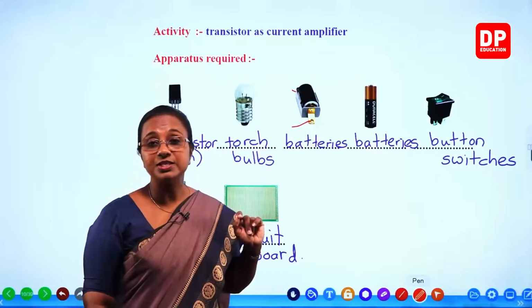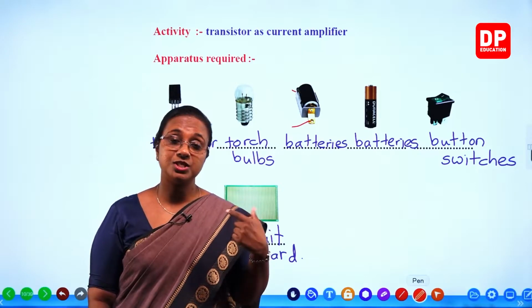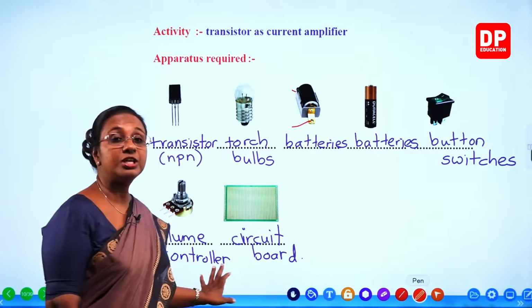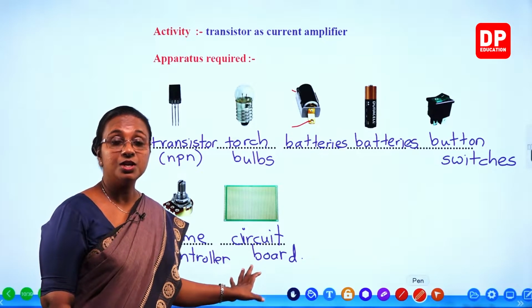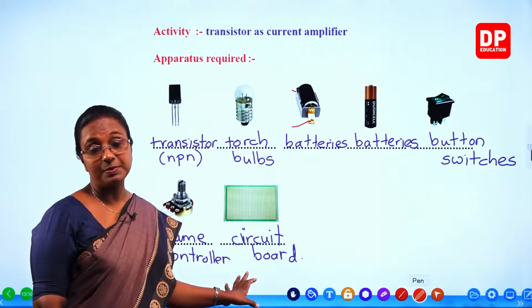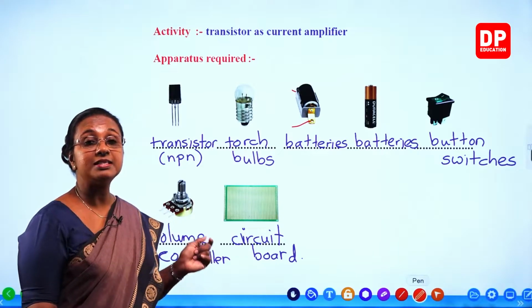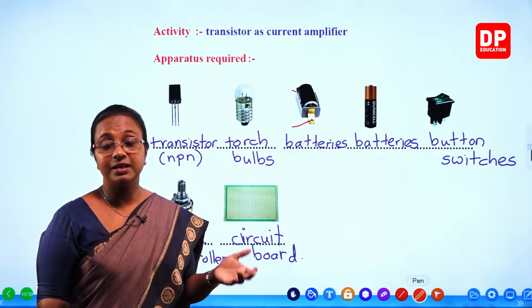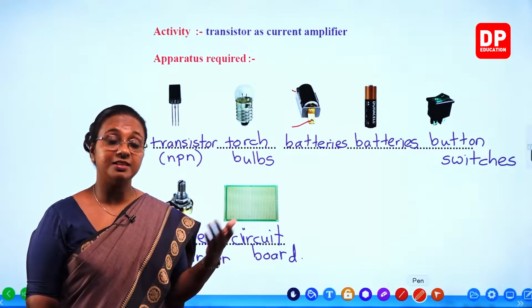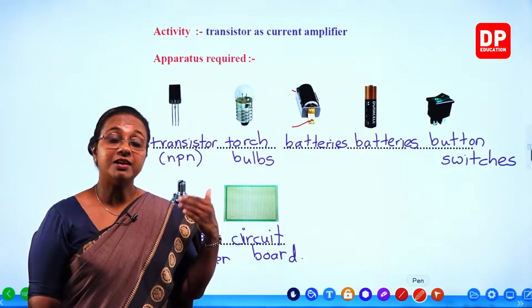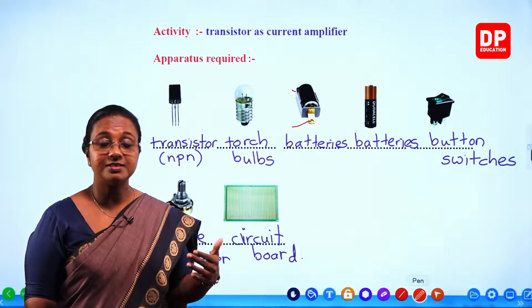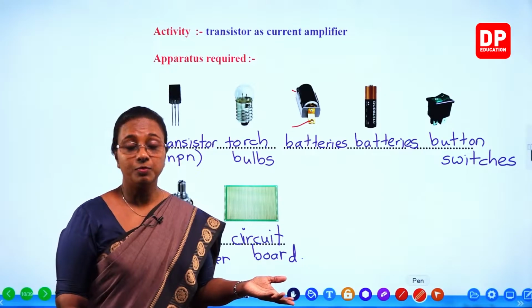Then we will need switches. And like I said, the button switches are more convenient to use here. Then the volume controller, this is a variable resistor. So you all know the function of a variable resistor. Variable resistors are used to control the current flow through the circuit by adjusting the resistance. If the resistance is high, current flow will be less. When the resistance is less, current flow will be more.